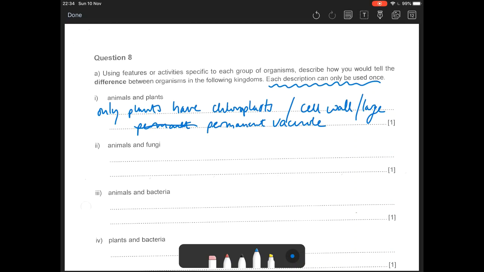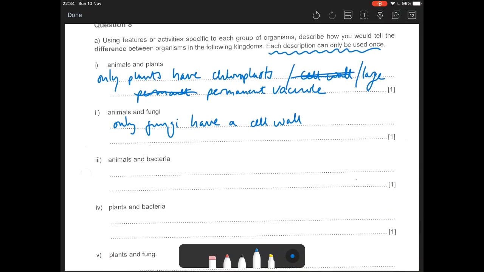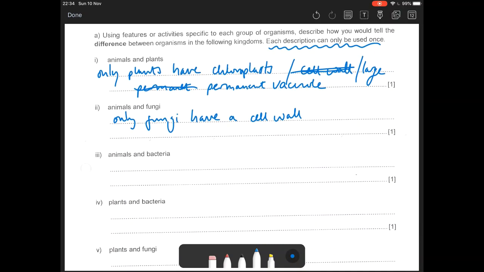Difference between animals and fungi. Again, animals don't have a cell wall, so only fungi have a cell wall. Probably means we're not going to use it for our answer up here then. We'll try the chloroplast. Animals and bacteria. Now, the classic thing that bacteria don't have, that animal cells do have, only animals have a nucleus. That is a defining feature of a bacteria. Prokaryotic cell is that there is no nucleus.